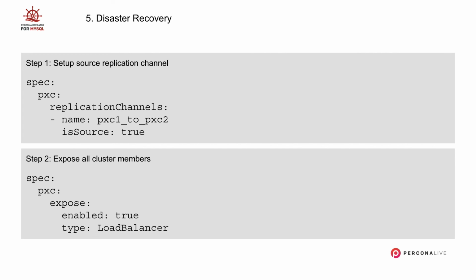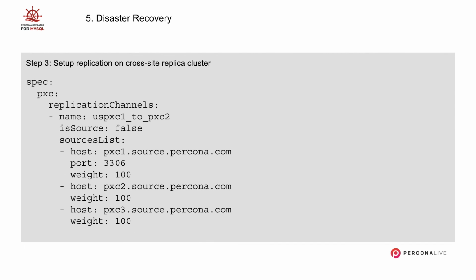So in this case, for example, you can expose with a load balancer, and in Google Cloud, it will give you an external load balancer. So essentially your pods, all the members of your cluster, will be available with different IPs on the public internet, right? And you can also use DNS there. But the point is, you need to expose them somehow, so they need to be reachable from the other side, from the replicas.